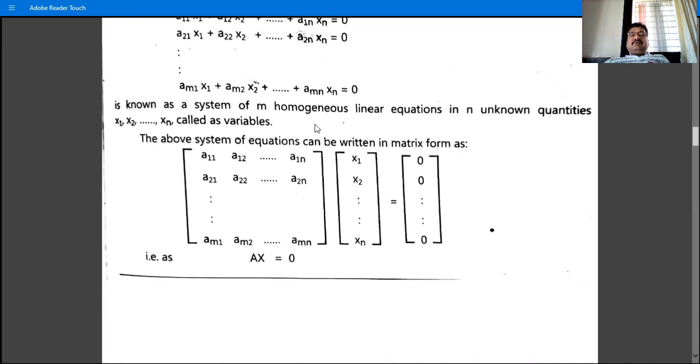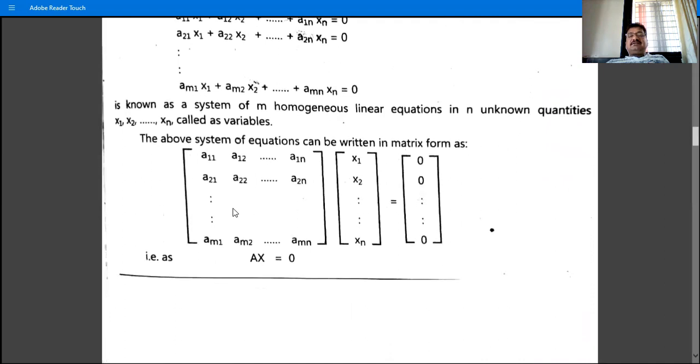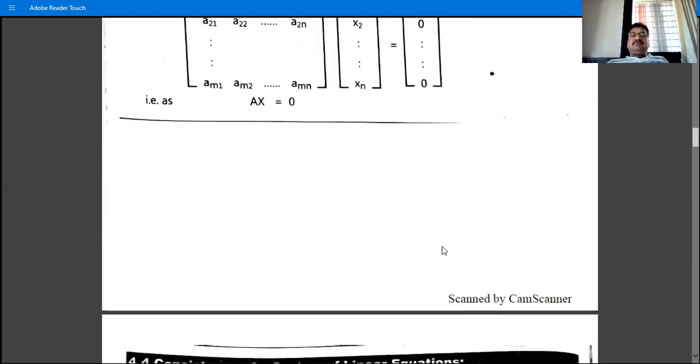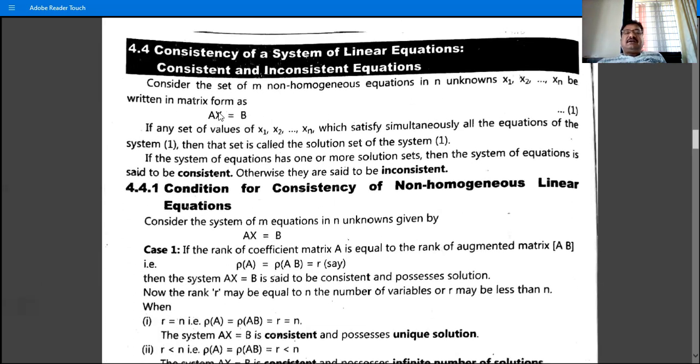If the system is homogeneous, then all these elements are 0, and we can write the system in matrix form as AX equals 0. What is A? A is this matrix, X is this matrix, and 0 is the column matrix of 0, 0, 0. Okay. Then when do we say the system is consistent or inconsistent?